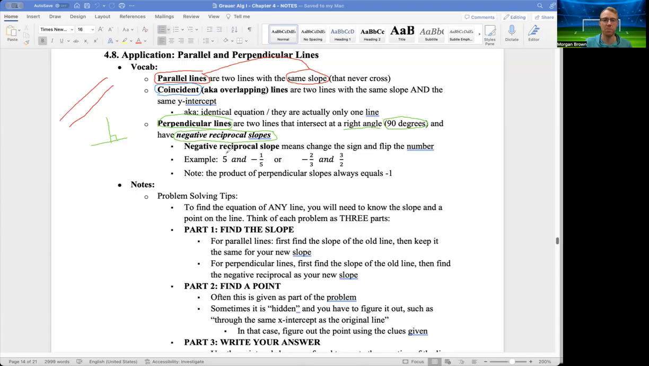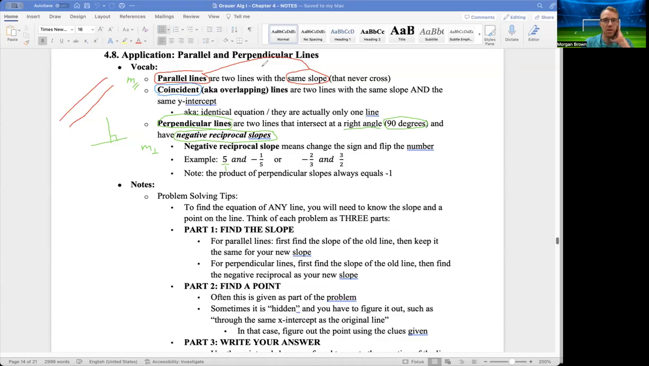A reciprocal means flip it over. So 5 over 1 becomes 1 over 5. 2 over 3 becomes 3 over 2. You just flip the fraction. If it's not a fraction, you can just write it as over 1 and then flip it. And then the negative piece means change the sign. So if it was positive, make it negative. If it was negative, make it positive. The symbol we'll use will be m with a little parallel symbol for parallel lines, and then m with a little perpendicular symbol. The perpendicular symbol is a little upside down T to show that they're perpendicular.